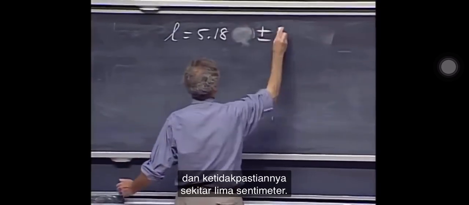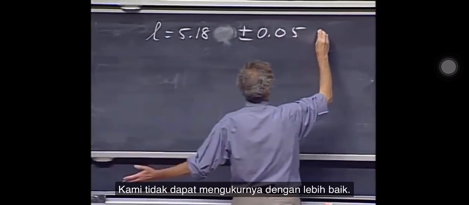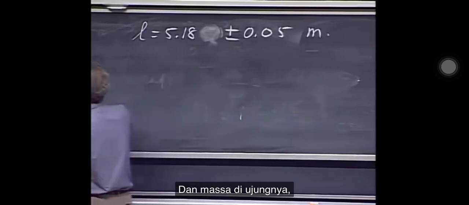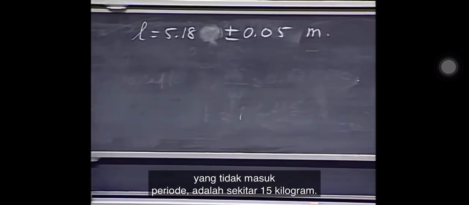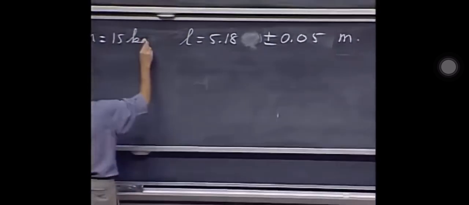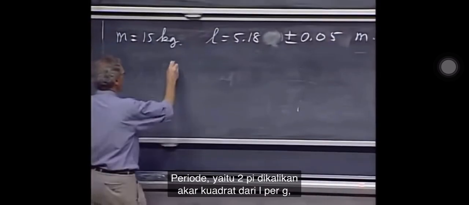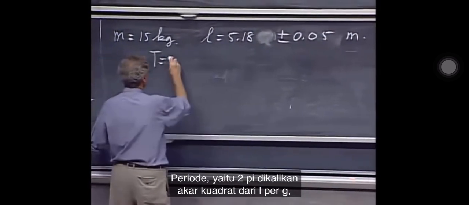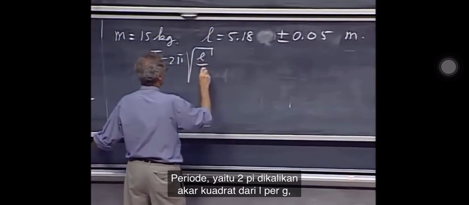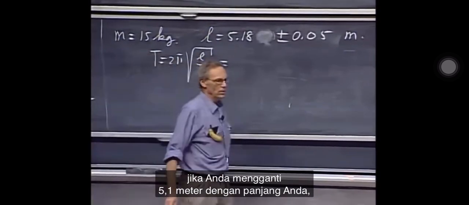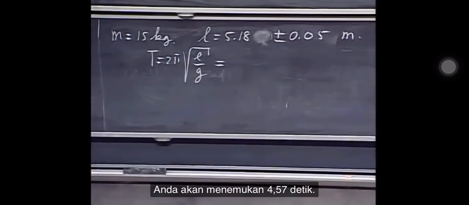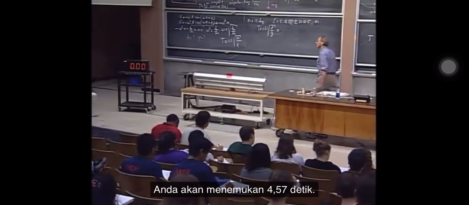The uncertainty is about 5 centimeters. We can't measure it any better. And the mass at the end of it, which doesn't enter into the period, is about 15 kilograms. The period, which is 2 pi times the square root of L over g, if you substitute in your length of 5.1 meters, you will find 4.57 seconds.